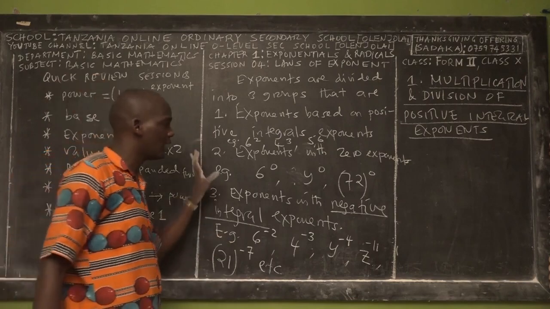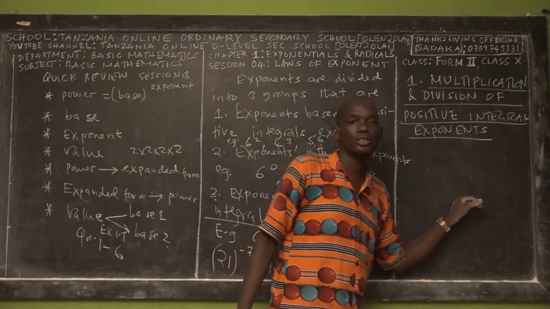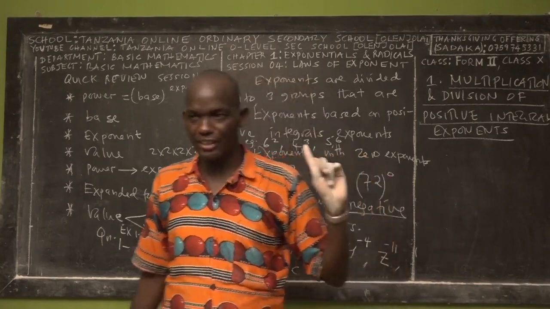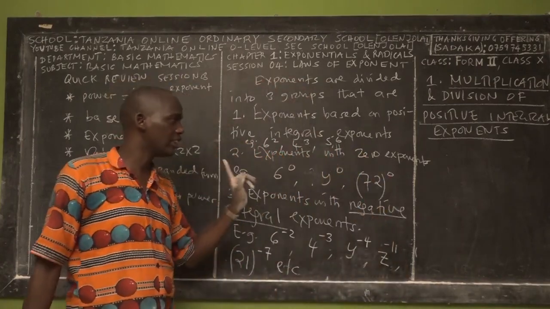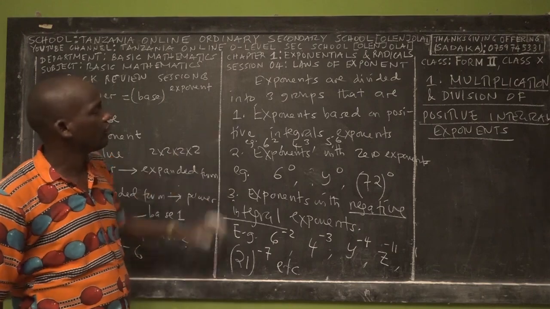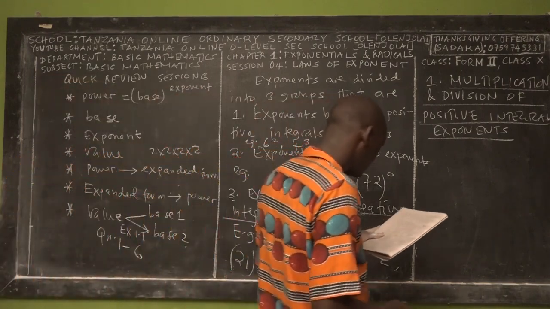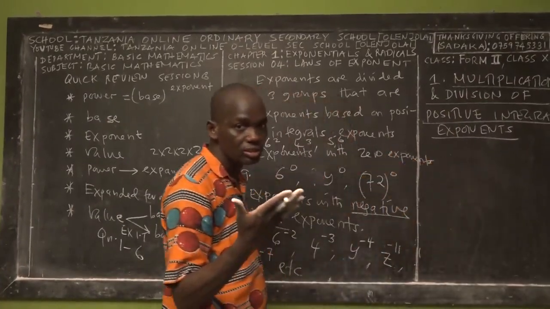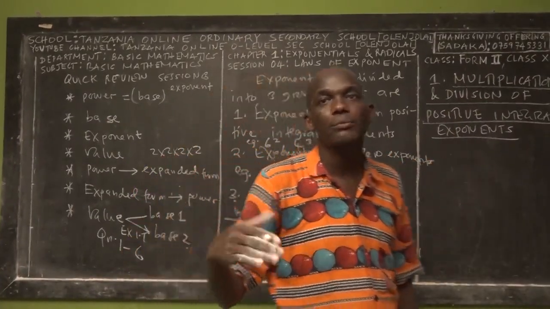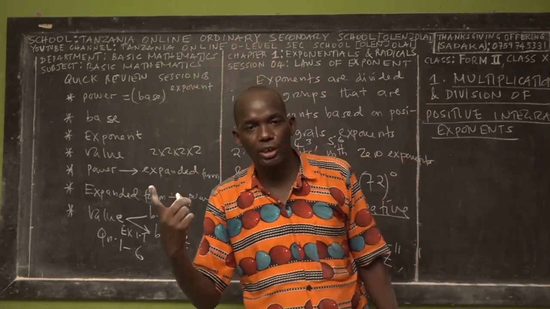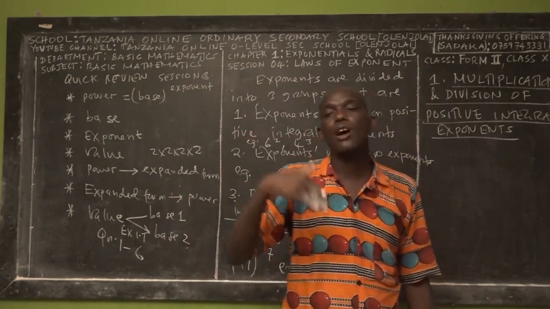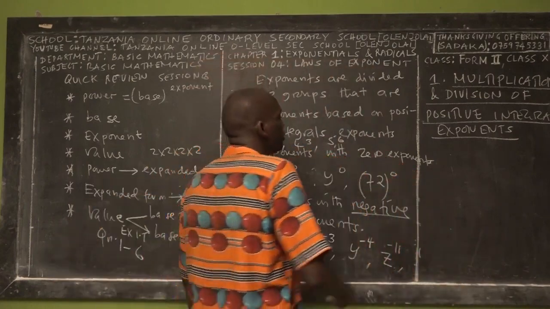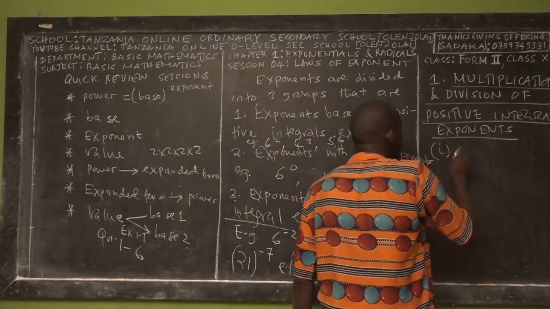We begin by looking at exponents which have positive exponents, meaning their power is positive, so we are on the first type. With this one, we are dealing with multiplication and division. How can we multiply exponents with positive integrals, and how can we divide them? So let us start with Roman 1, the multiplication law.